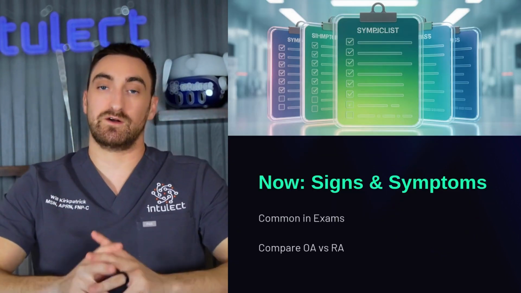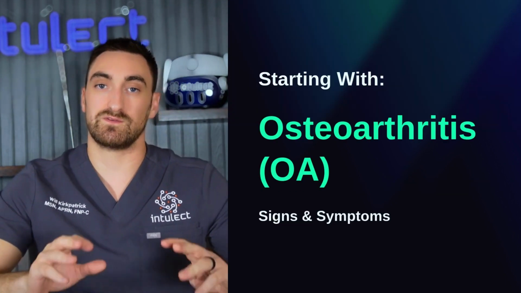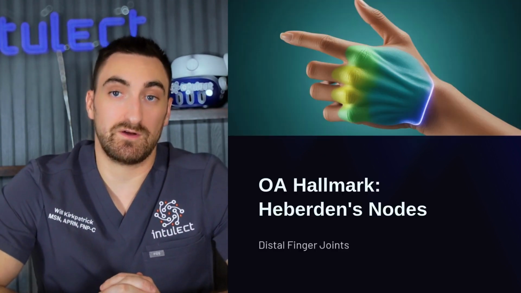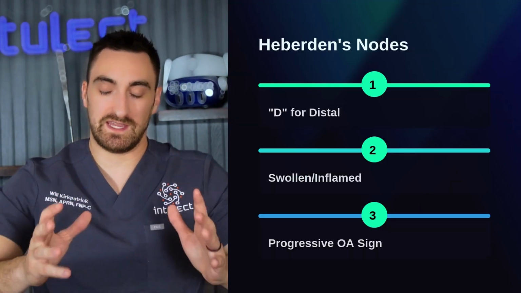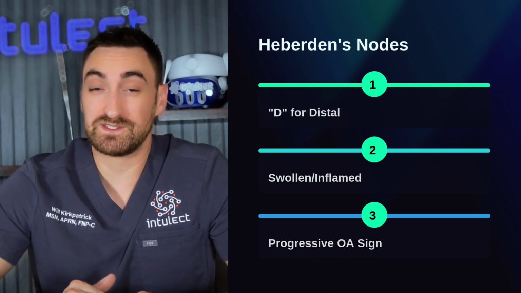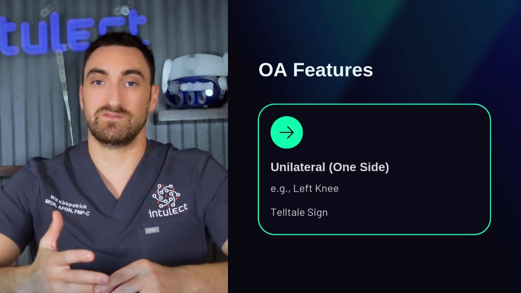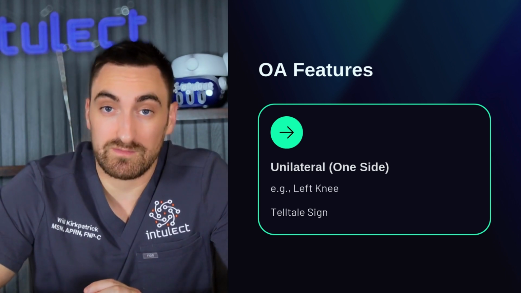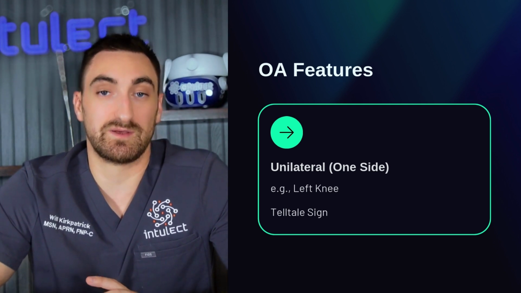But to get into more detail, let's get into the signs and symptoms that they'll likely bring up in these exams as well. Let's first start with osteoarthritis. The hallmark sign and symptom of osteoarthritis is Heberden's nodes. Think there's a D in Heberden's nodes, that is your distal finger joints. And by nodes, it means that they are swollen and inflamed. So that might be some progressive osteoarthritis there. And then, of course, once again, it's usually unilateral, so one side, like the left knee, for example, that is a telltale sign and symptom of osteoarthritis.